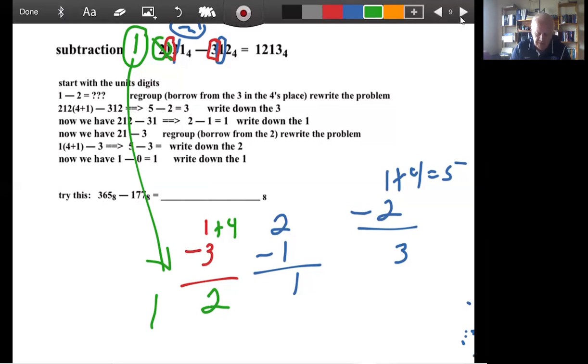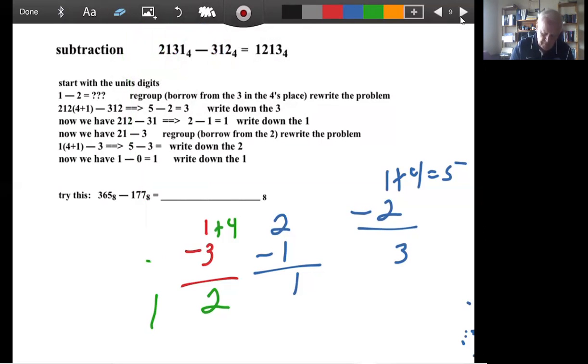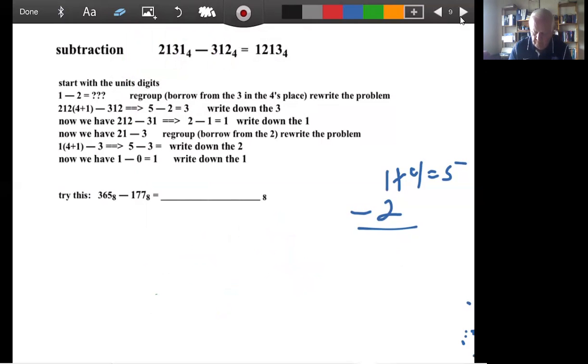Okay, I'm going to erase all that so I can try the one below it. If you'll give me a second, I'll get rid of all that. There we go. Okay, so let's do this other one now.